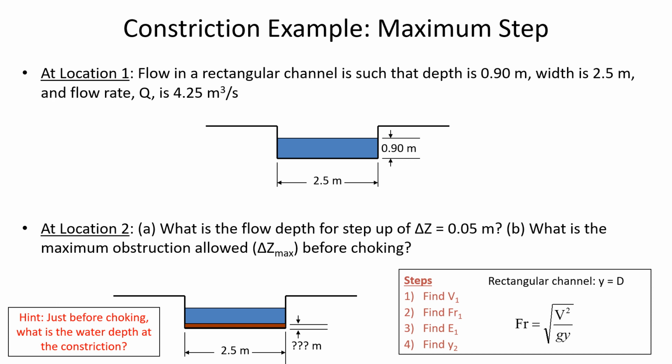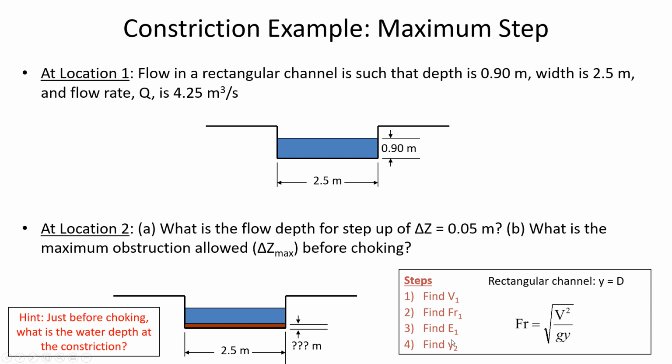So this first part A is a bit of a review, because what we're going to do is find the velocity at 1, find the Froude number at 1 to diagnose the flow regime. We've got to know if we're supercritical or subcritical. Find the energy at 1, it's the depth plus the velocity head.